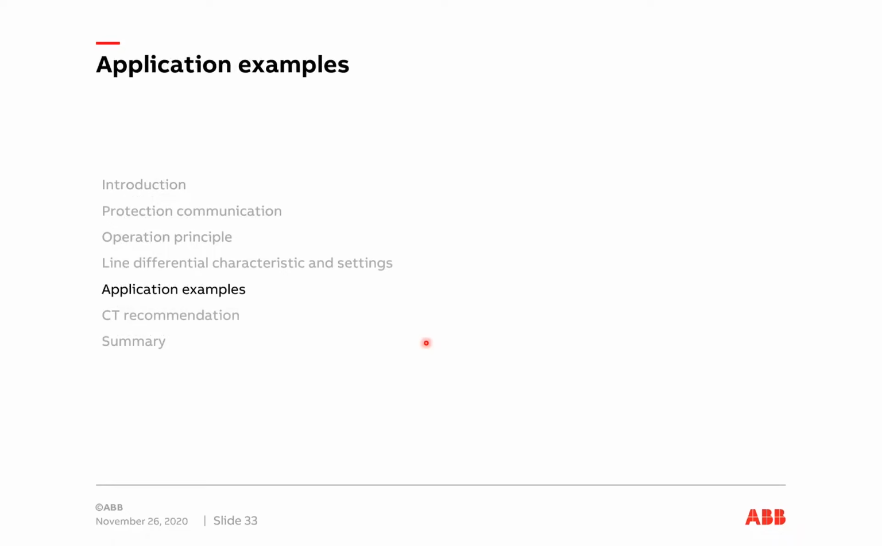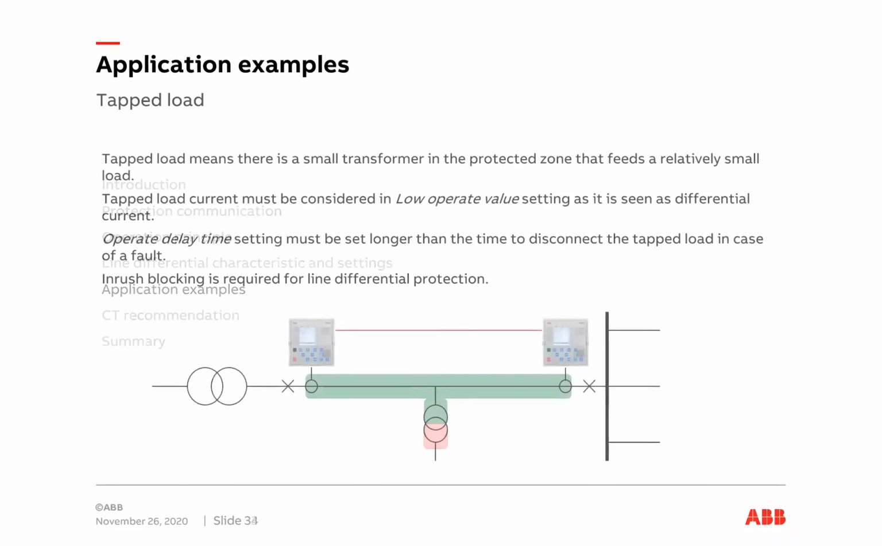Let's then have a look at different applications where we can use line differential protection. In this first example, we have a tapped load inside the protected zone. Normally this tapped load is a relatively small load. And as mentioned, the tapped load will be seen as differential current by the line differential protection. So we need to compensate for that in the low operate value.